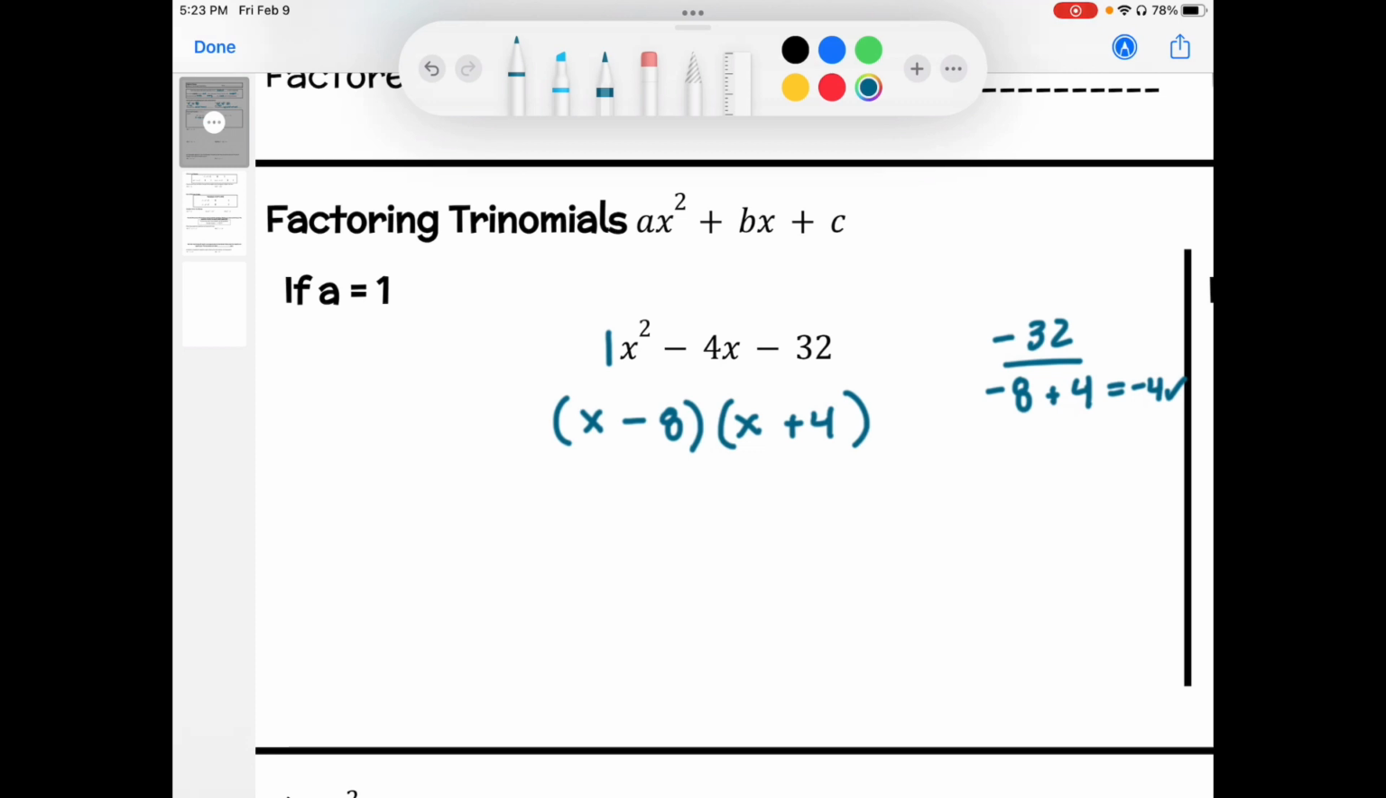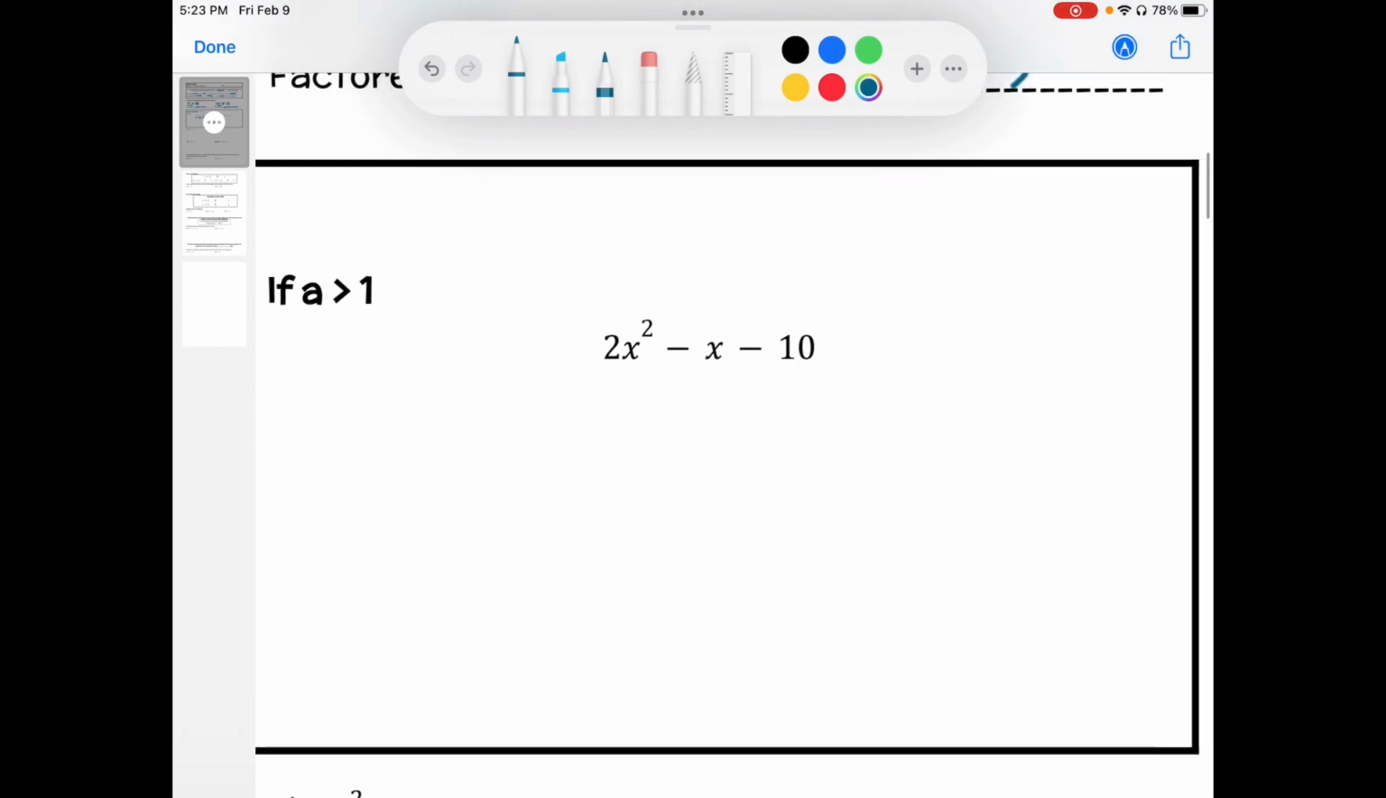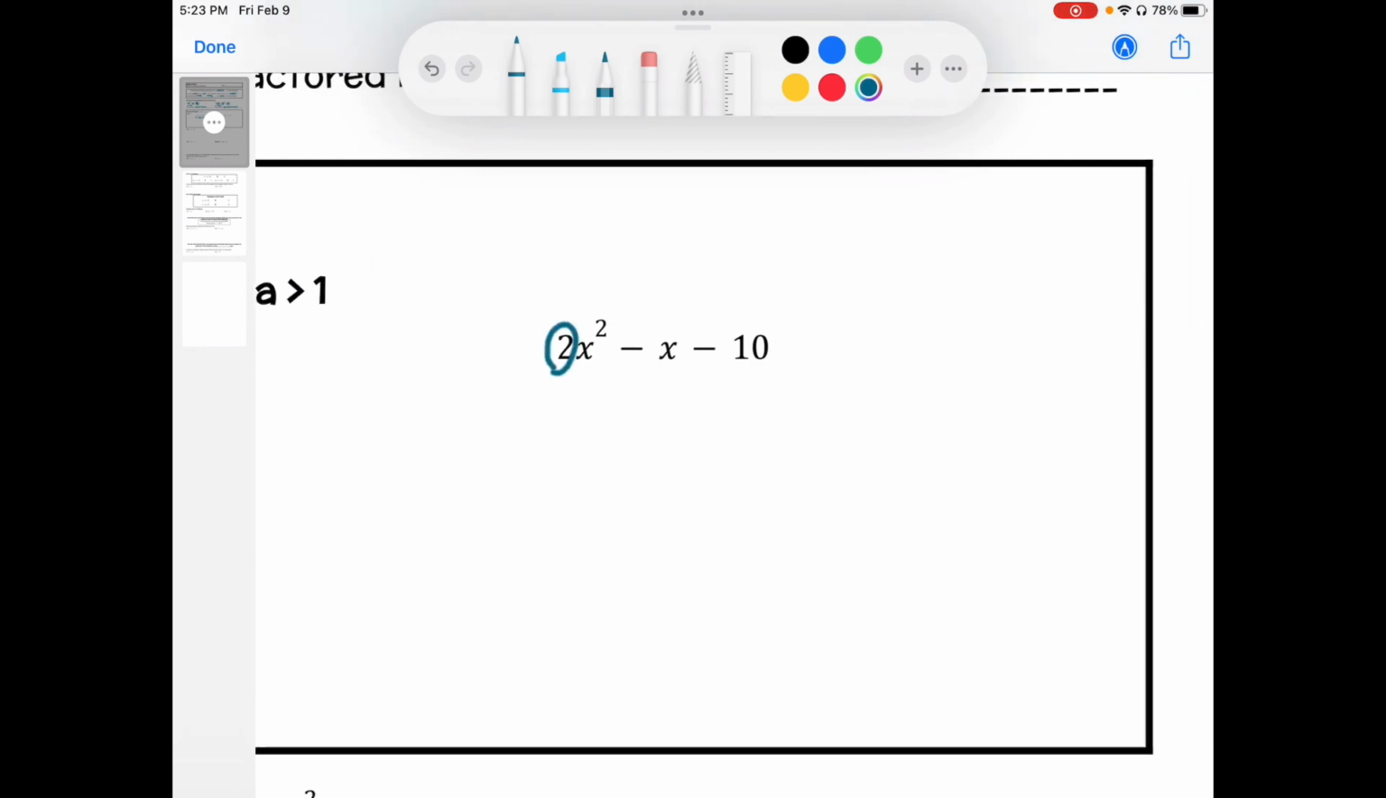And that's going to be our completely factored form. So now if we go over to this one, now a is not 1, a is 2. So what we have to do is take that number and multiply it to the last number. So -10 times 2 is -20. And we want to figure out what multiplies to -20 and adds to -1. So we're always doing what multiplies to the last number, adds to the middle number.